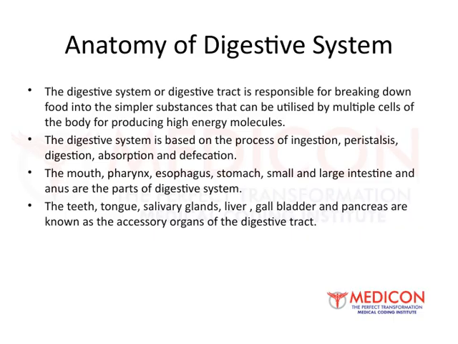The main parts of the digestive system include the mouth, pharynx, esophagus, stomach, small intestine, large intestine, and the anus. Each of these plays a vital role in processing food from start to finish.